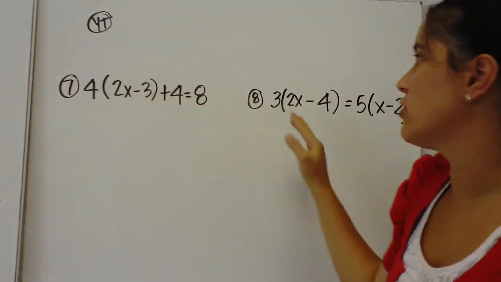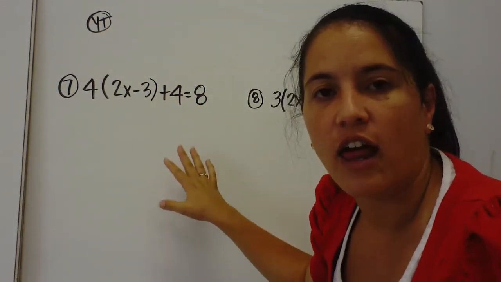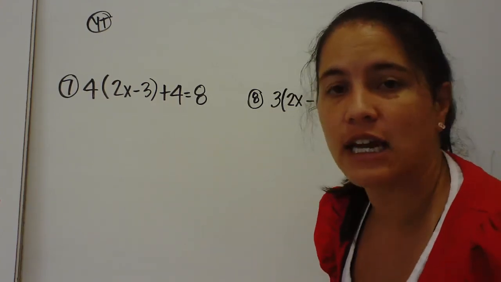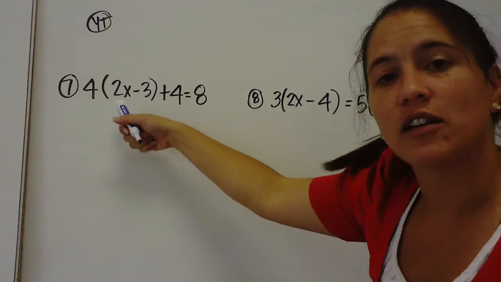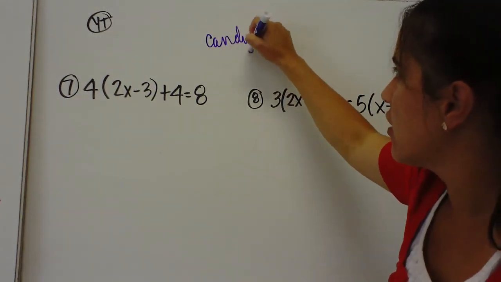So these last two are you tries. I want you to try them on your own, and then we are going to go over these two problems in class, and I will let the class leaders pick somebody for number 7 and somebody for number 8, and I will give out a piece of candy.